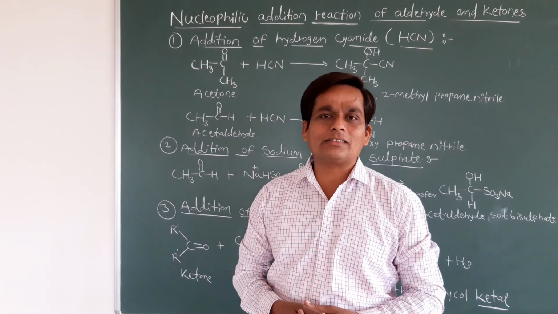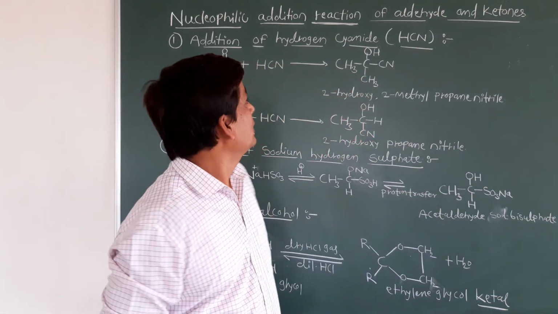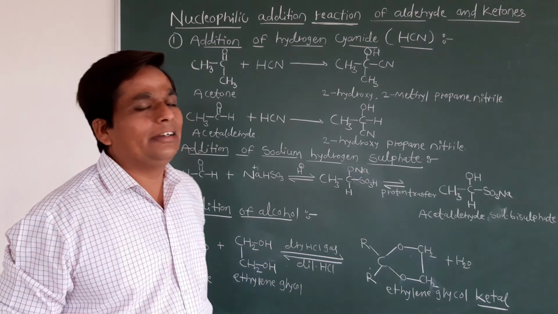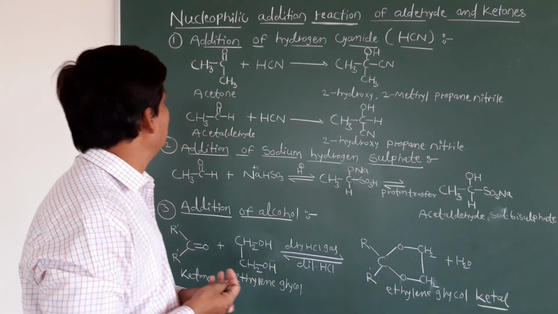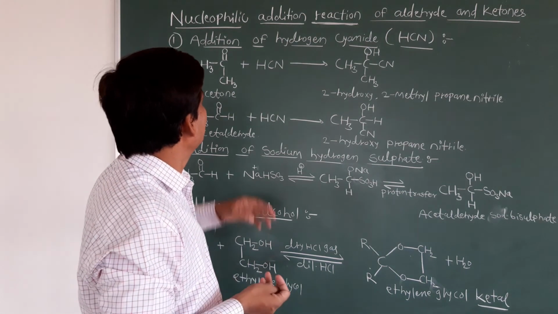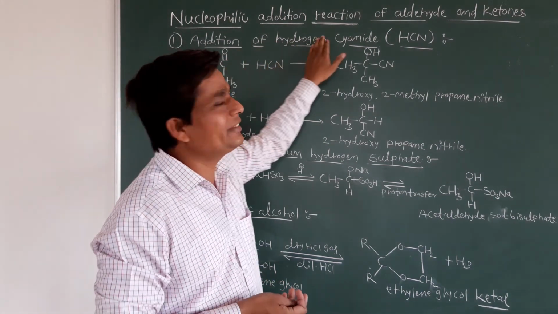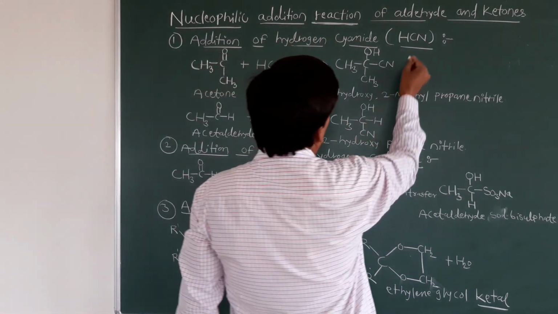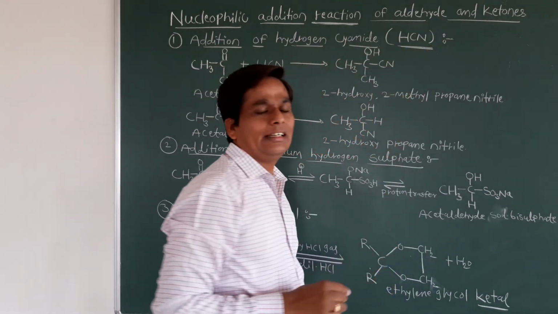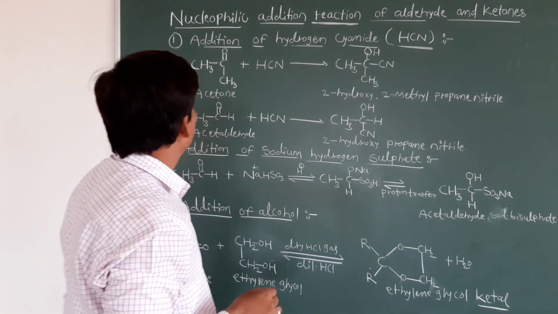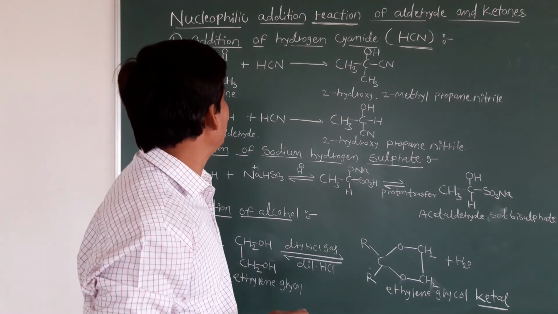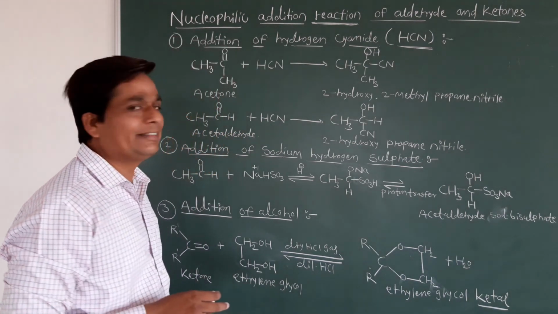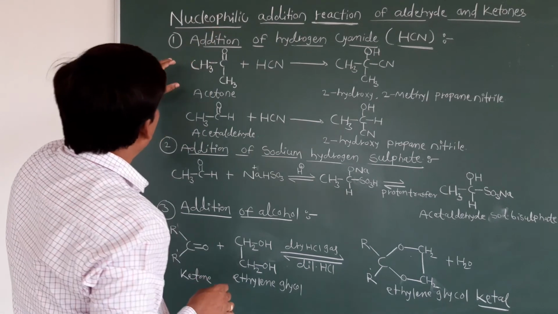Students, in today's class we are going to discuss the nucleophilic addition reactions of aldehydes as well as ketones. First of all, see the nucleophilic addition reaction, that is the addition of hydrogen cyanide. You know the structure of hydrogen cyanide, HCN. When this hydrogen cyanide is added to an aldehyde as well as a ketone, what will we get? Just see. Here I have taken the example of acetone.